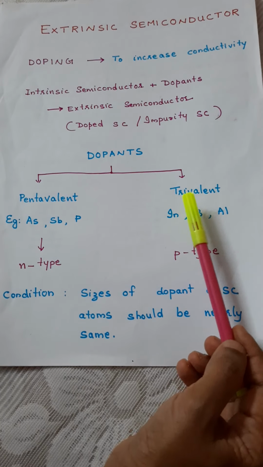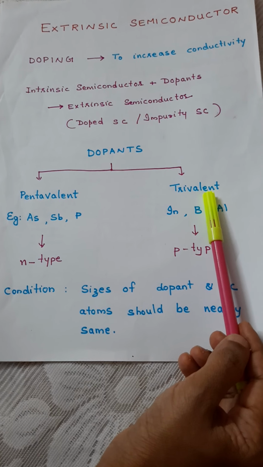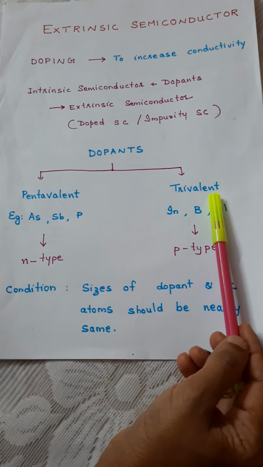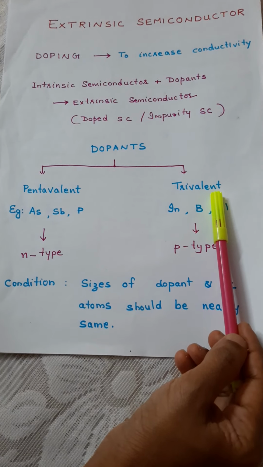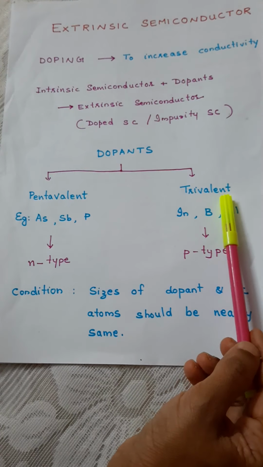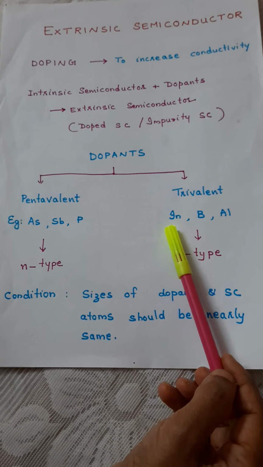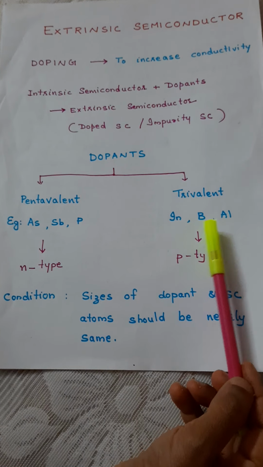The second group is trivalent. They are group 13 elements. Valency 3 or 3 valence electrons. For example, indium, boron, aluminium.